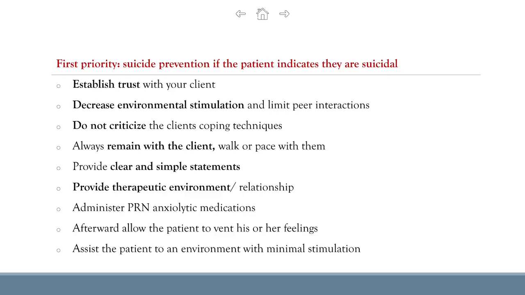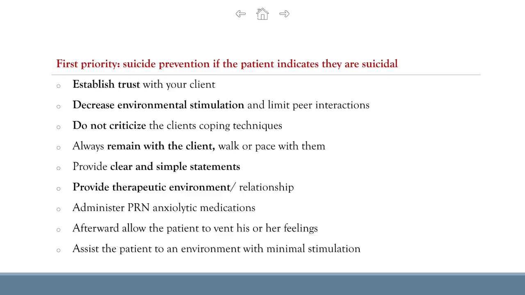Provide clear and simple statements. So if you want them to come to their room because you want to have a private discussion with them, you might just need to say, "Sir, I need you to come to your room." And just be very simple and clear. Not big, long explanations because they're not going to hear you. There's too much going on in their heads cognitively. Provide a therapeutic environment and relationship, and that just kind of ties in with everything else we discussed before.